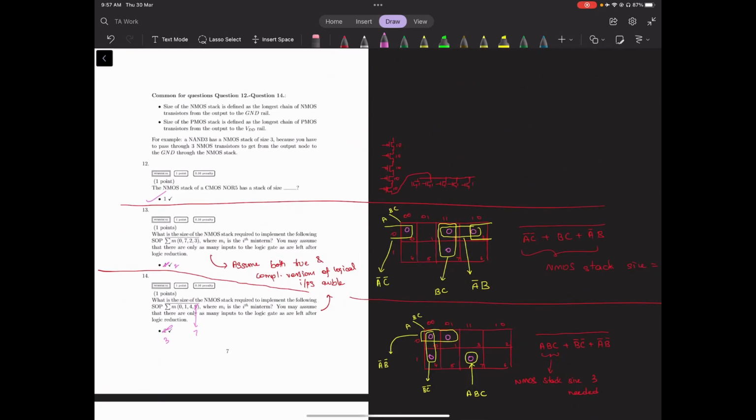right? Now for question 12, we are given a definition of the stack size, and we are asked what is the stack size of a NOR 5 gate for the NMOS. You can see the NOR 5 gate stack size is the longest chain of transistors from the output node to the supply node, and in this case it's just one transistor, so the stack size is 1.